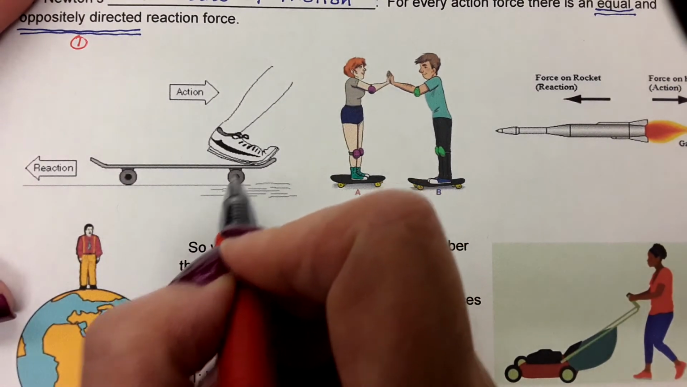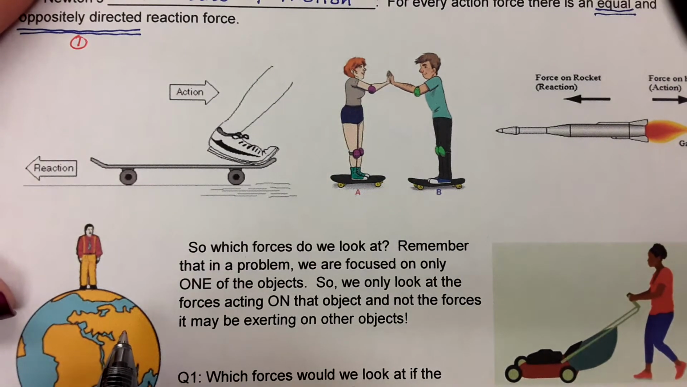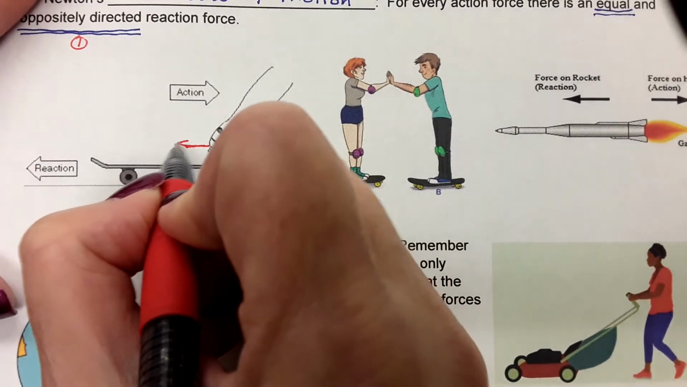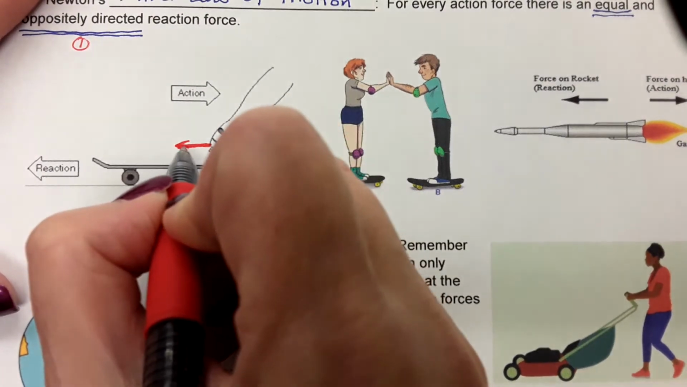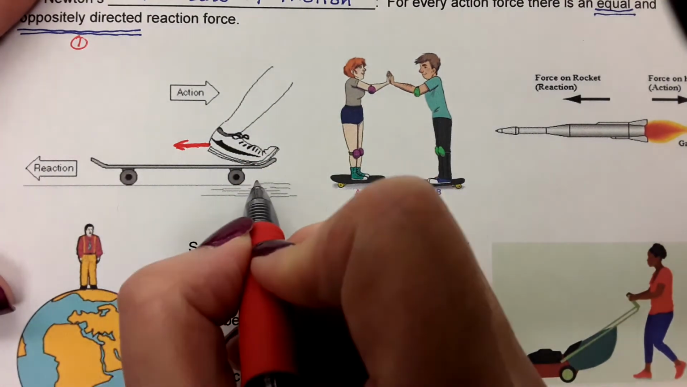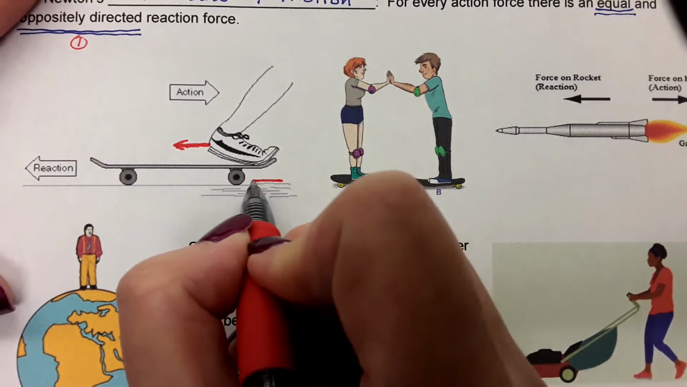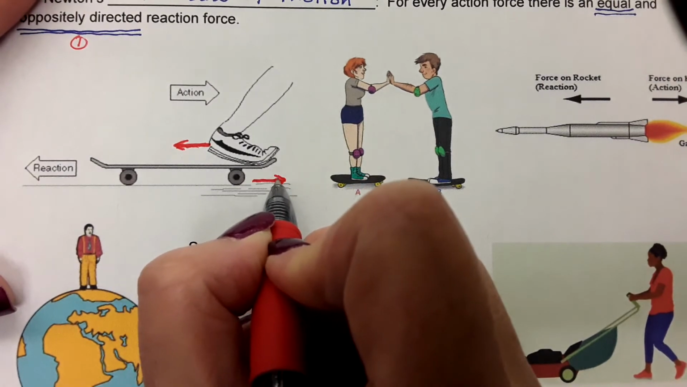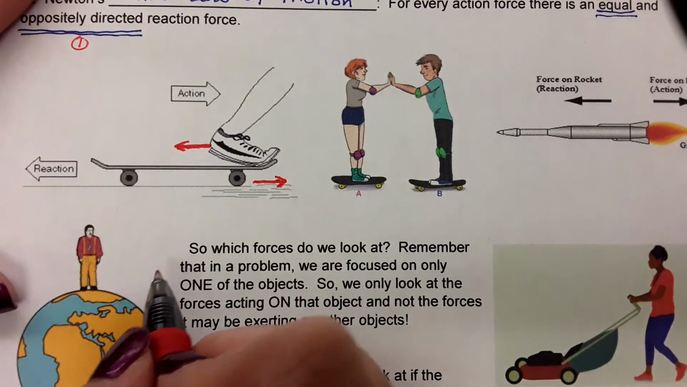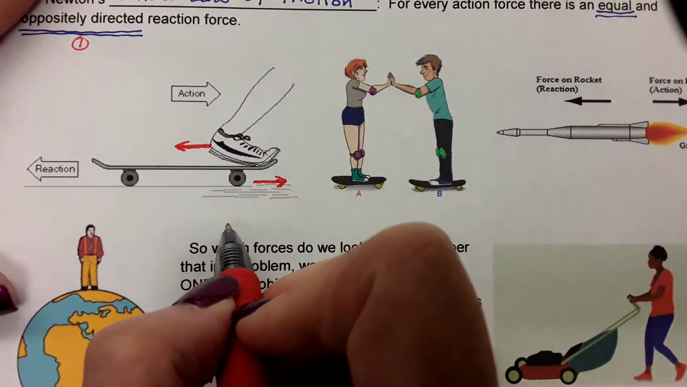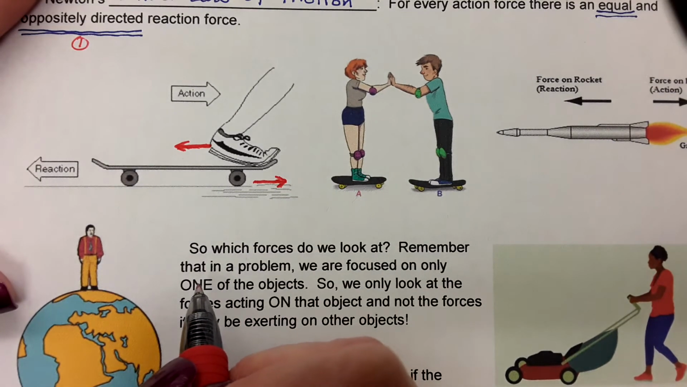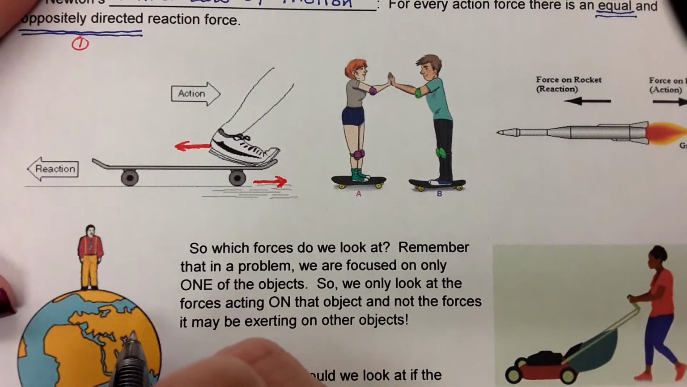All right, here is a person who's stepping off of a skateboard. So they're pushing back on the skateboard. The skateboard, in turn, will push forward on the person's foot. And these two forces are action-reaction forces. It doesn't matter if you look at the person who's pushing back as the action or the reaction. It doesn't matter which one you consider the action or reaction. You just have to remember they're going to be equal in numerical value and opposite in direction.